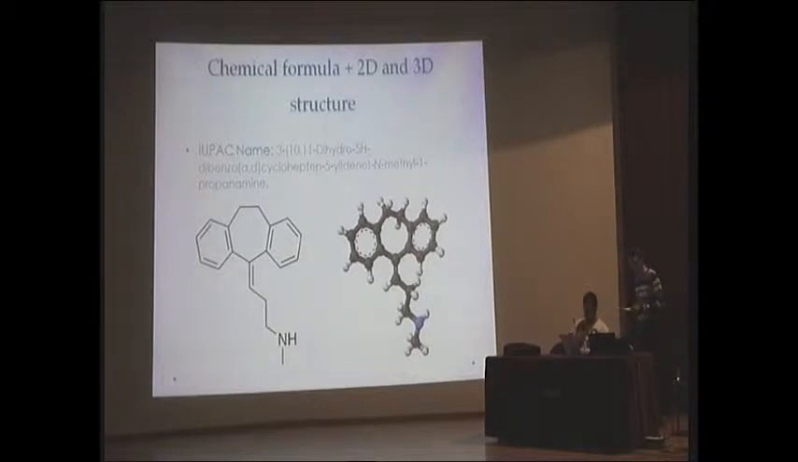This is the European name of nortriptyline: 3-10-11-dihydro 5-8-dibenzo cycloheptane 5-ylidene N-methyl 1-propanamine. And here we have the 2D and 3D structure of the drug.